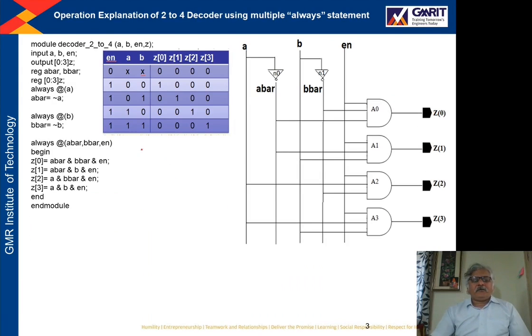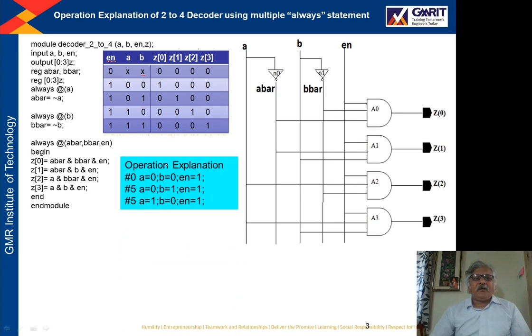Now we will see how this Verilog code will work, right? We will take some values of A, B and enable, then we will see how this code will work. Okay, these are the values here. A is 0, B is 0, enable is 1. So here we have written #0. #0 means at the time of simulation, when the simulation time is 0, at that time the values of A will be 0, B will be 0, enable will be 1.